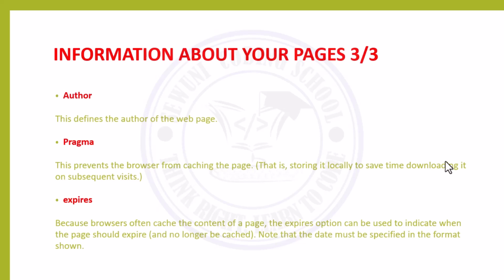I'll give you an example of the meta information, and you are going to see all these other pieces of information that come together to tell the search engine what to do, even though it is not displayed. Now, expires. Because browsers often cache the content of a page, the expires option can be used to indicate when the page should expire. Note that the date must be specified in a particular format.